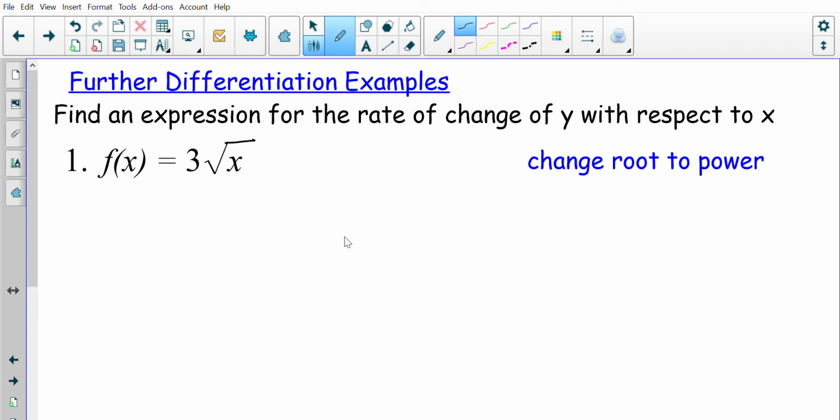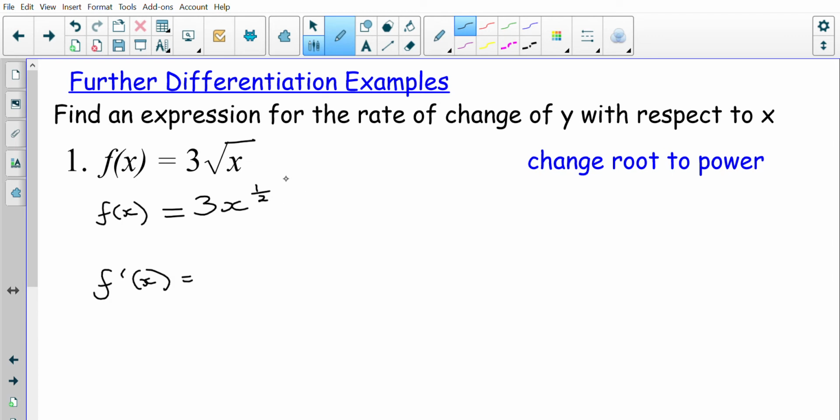So if we have f of x equals 3 root x and we're asked to find an expression for the rate of change of y with respect to x, that just means find the gradient function, differentiate. So in order to know how to differentiate this root, we need to change it into index form. So we know that square root is the same as the power of a half. So f of x there is 3x to the half. Now we can differentiate to find the gradient function.